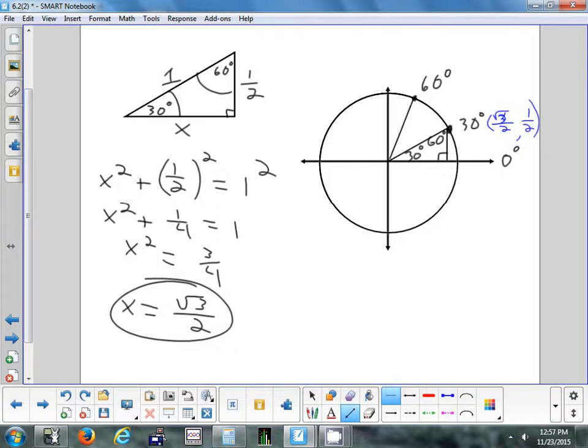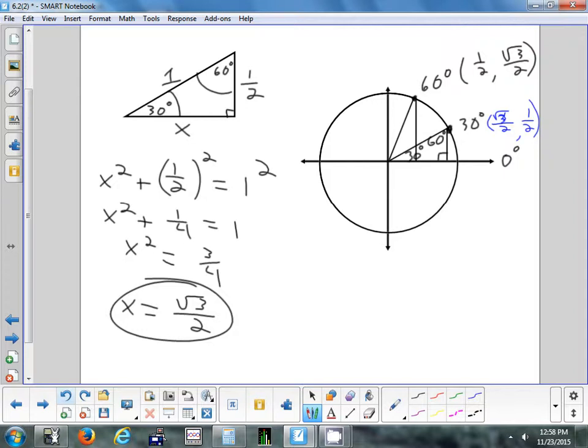Now, let's say instead of 30, let's put the dot up at 60. How do you think the coordinate for this triangle is going to compare to the one we just had? It's going to be 1/2, square root of 3 over 2. Okay, so what's happening in the taller triangle is now the 30 is at the top, the 60 is at the bottom. So if the 30 and the 60 switch places, all that means is x and y switched places.